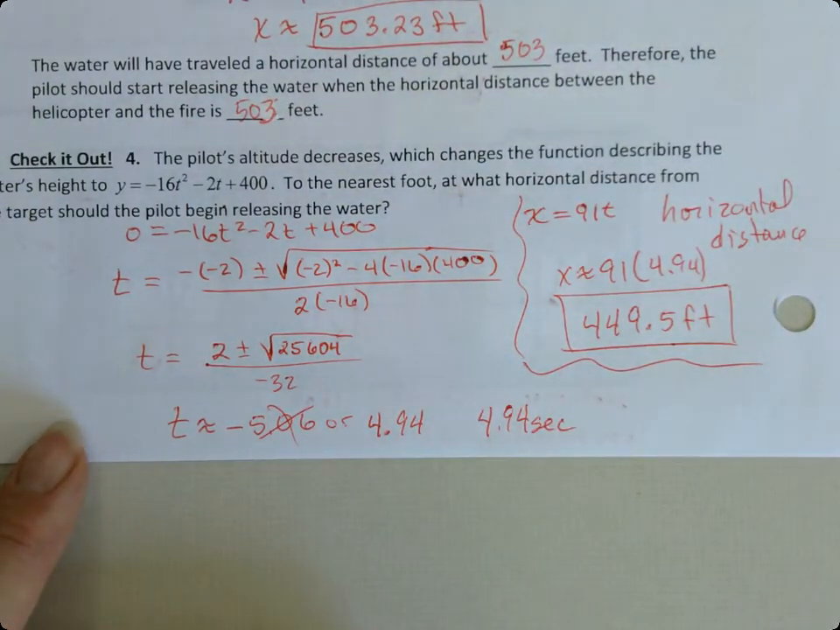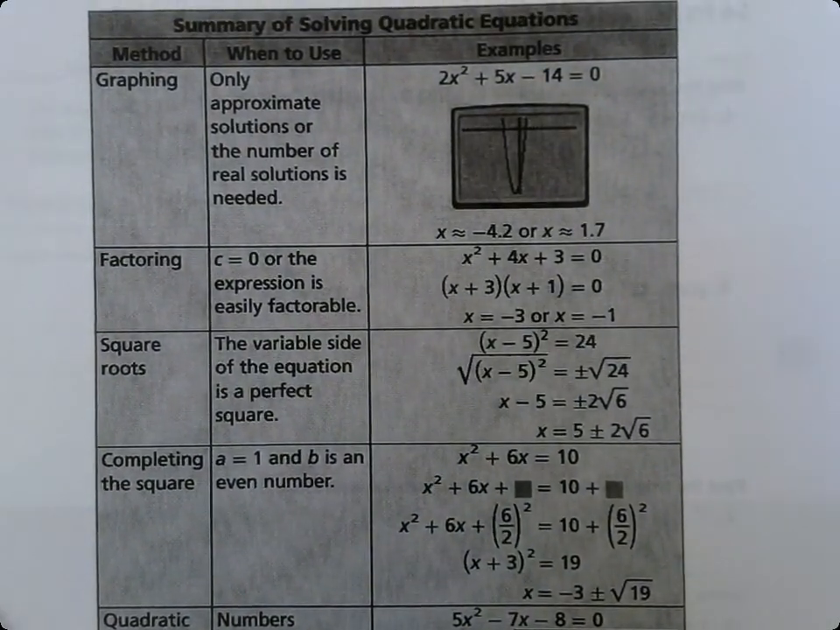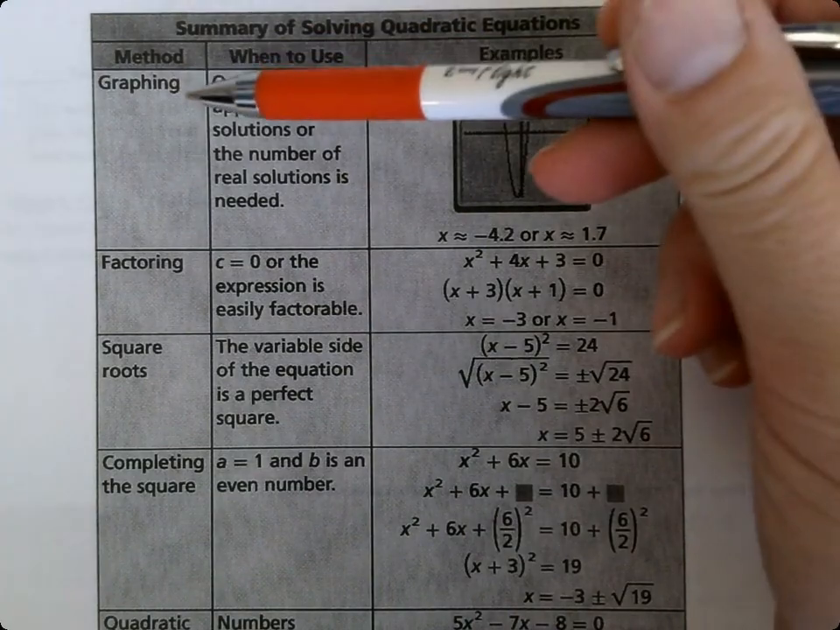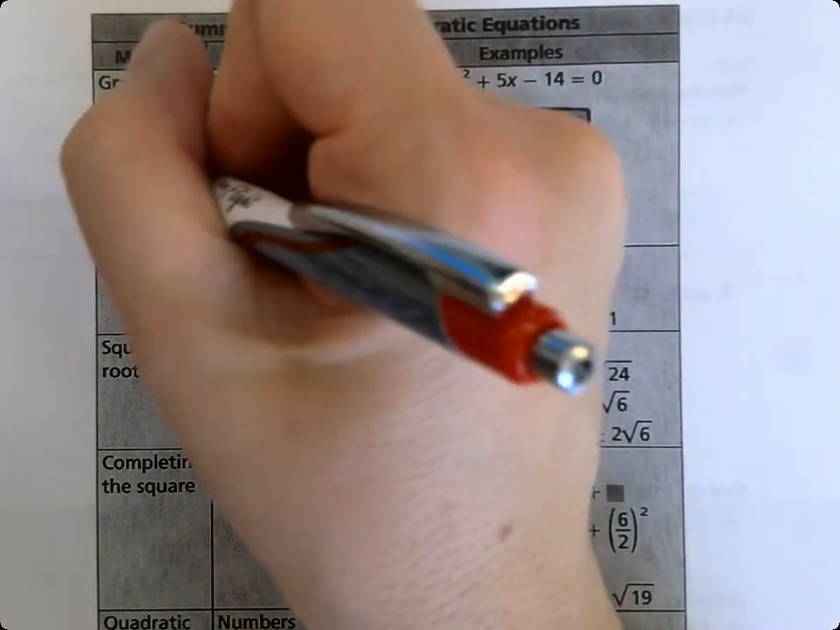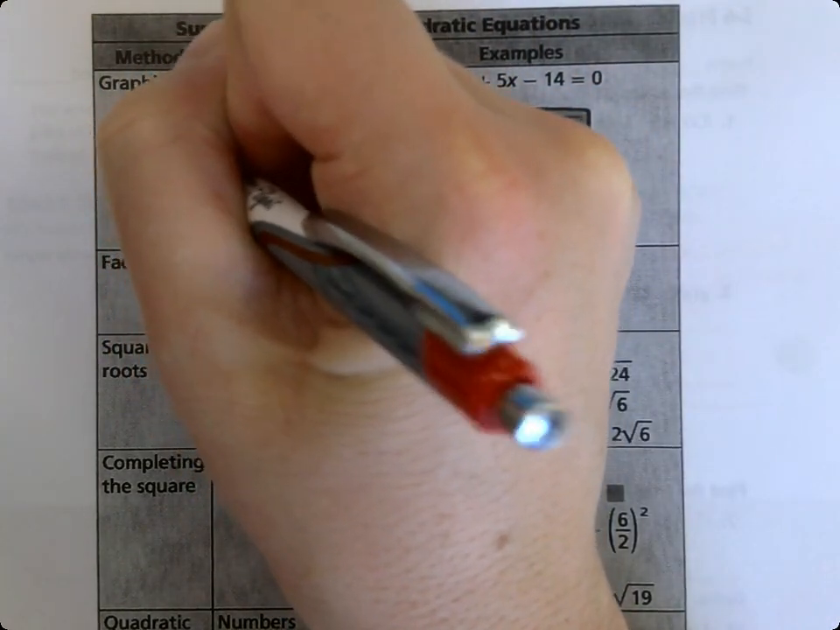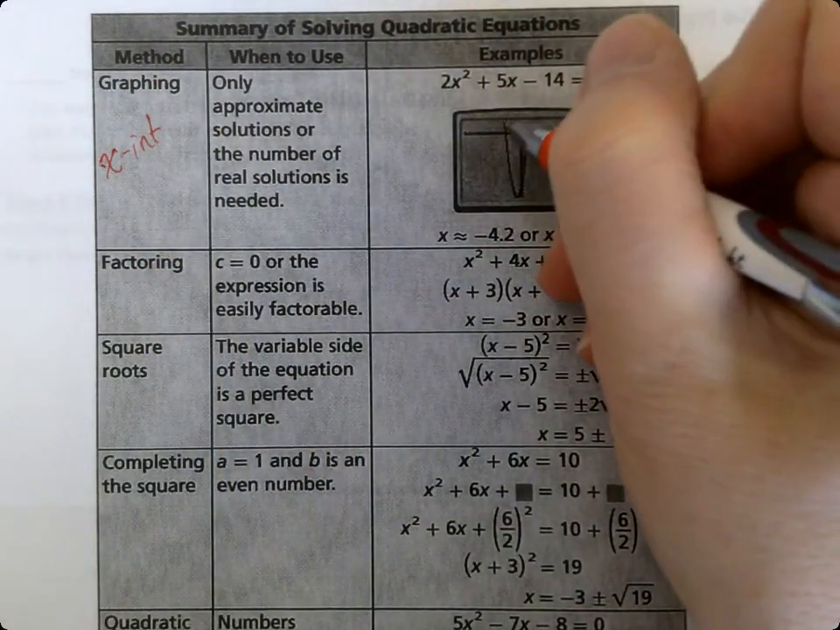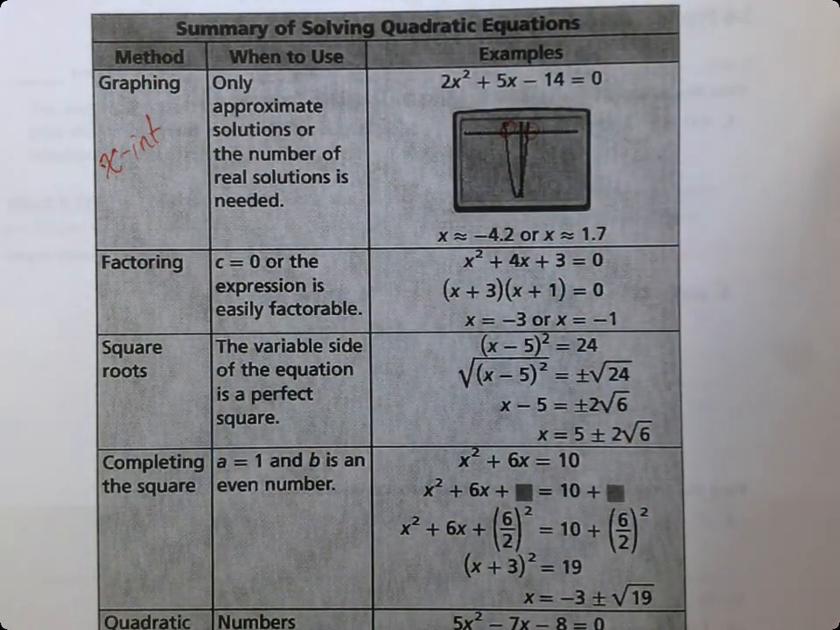All right, the next page is a graphic organizer for you. It shows the 5 ways we've solved quadratics. So the first method is graphing. And when you're graphing, you're looking for the x-intercepts. That shows you where the solutions are. So they showed you that problem with graphing.